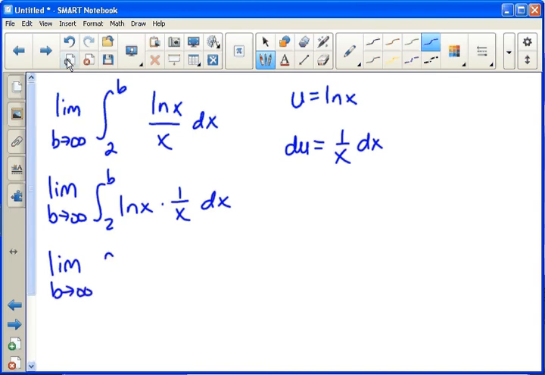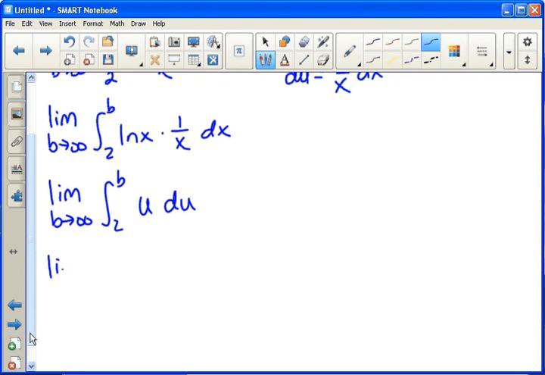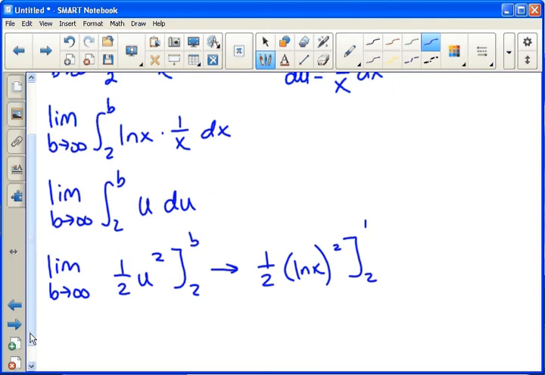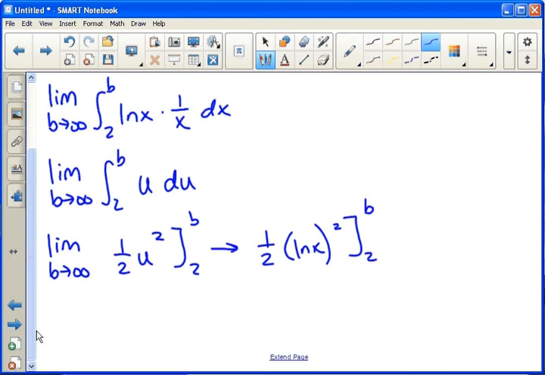Now we're ready to take the antiderivative. So we do the limit as b approaches infinity of 1/2 u squared from 2 to b. I'm going to go ahead and plug in the u, so 1/2 natural log of x squared from 2 to b. So now I need to plug in my top minus bottom: limit as b approaches infinity of 1/2 natural log of b squared minus 1/2 natural log of 2 squared.